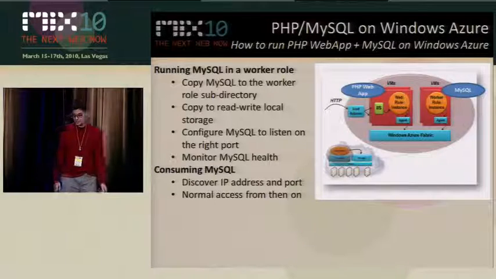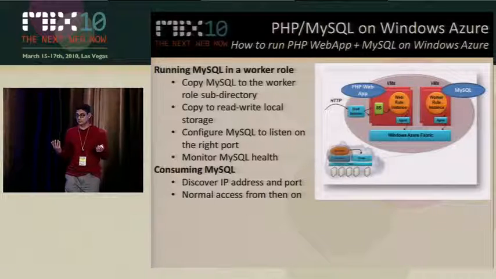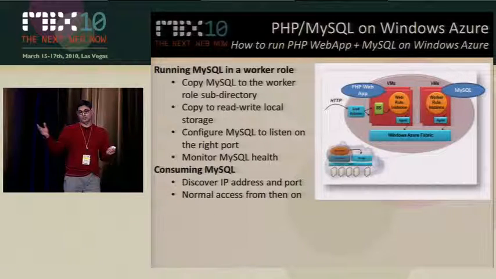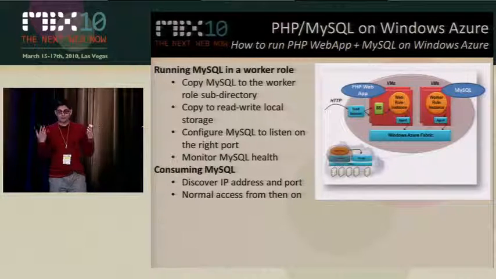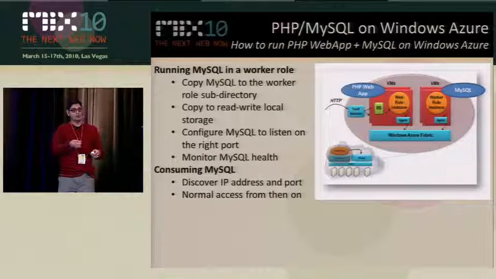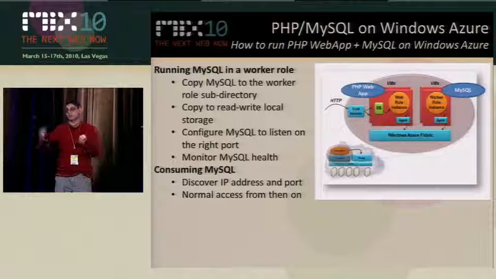So how do I make this happen? I have to copy my MySQL to a worker role subdirectory, and I'll show you how you can do that. Then when you run your VM or your instance in the cloud, you get a read-write folder. That's not where things are copied to by default, but that's where you want MySQL to be running.